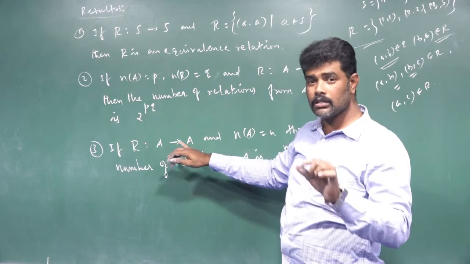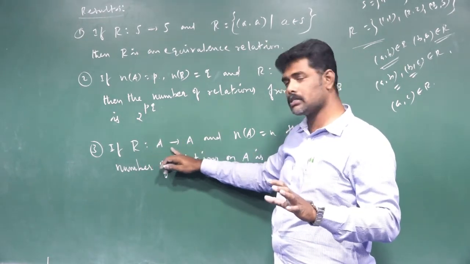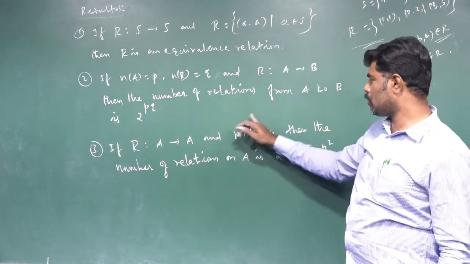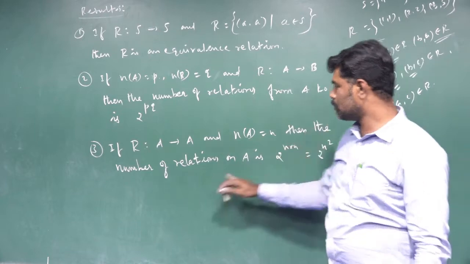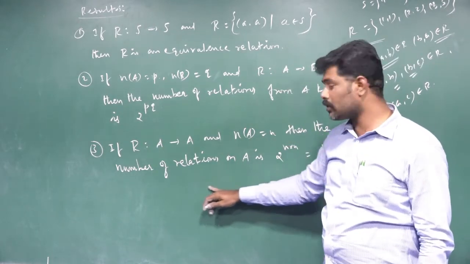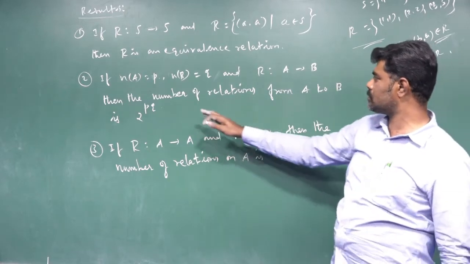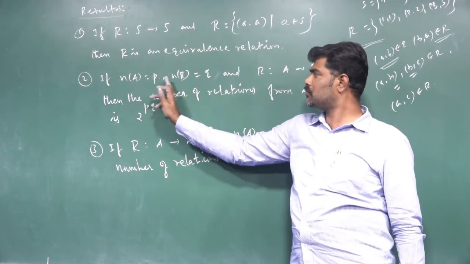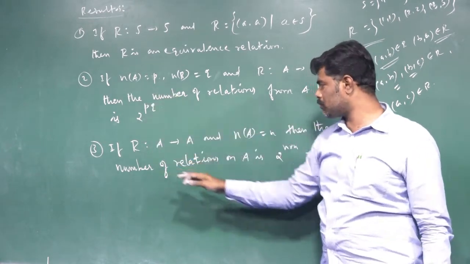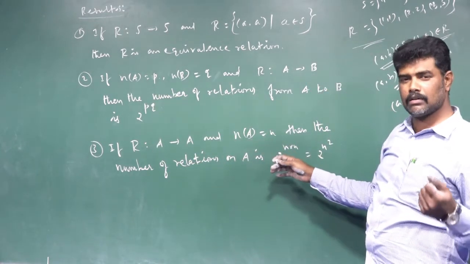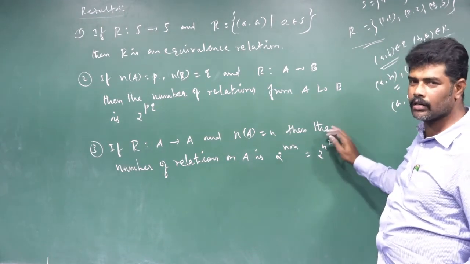Relation R is on the set A, and n of A is equal to n. Then the number of relations on A is 2 power n into n, like the previous formula. There, two different sets with two different numbers of elements were there. Here both are the same set, so the number of elements is also the same. Then n into n, it will be 2 power n square.